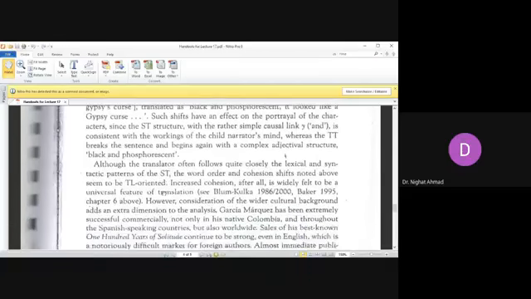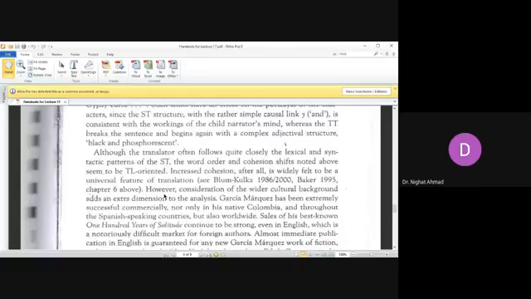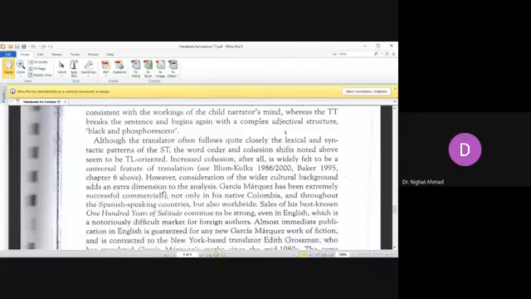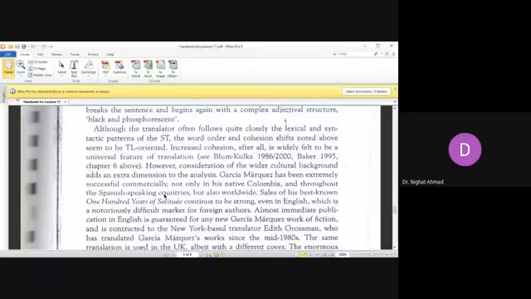So, although the translator often follows quite closely the lexical and syntactic patterns of the source text, the word order and the cohesion shifts noted above seem to be target-language oriented. Increased cohesion is widely felt to be a universal feature of translation. However, consideration of the wider cultural background adds an extra dimension to the analysis.